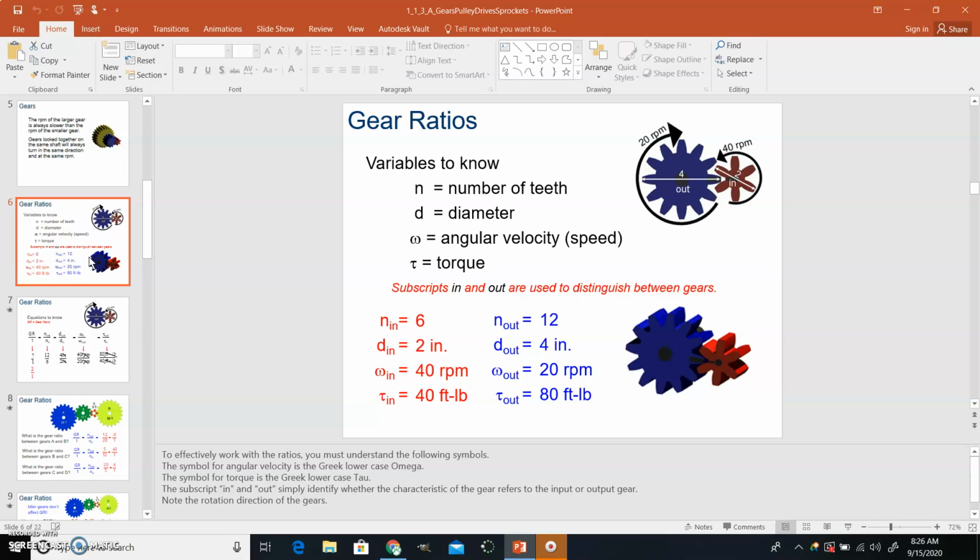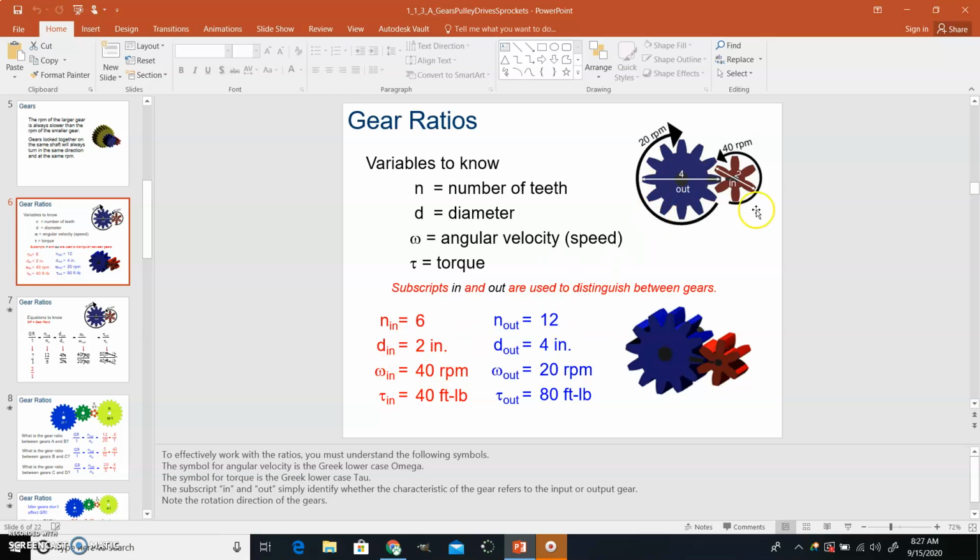If we look here on the first one down here, this will give you some information and examples of exactly what this diagram up here is looking at. The ones in red are going to take a look at the red gear. The ones in blue are going to take a look at the blue gear. You are going to have to do some measuring. For example, the diameter of the output gear is 4 inches. Basically, you get that number from right here.